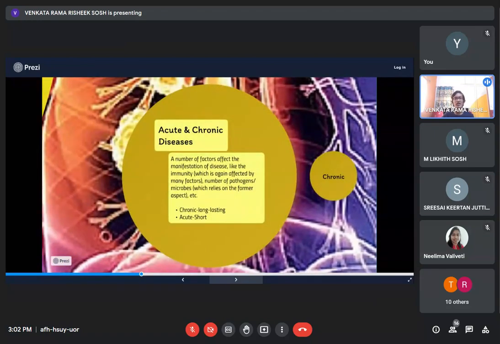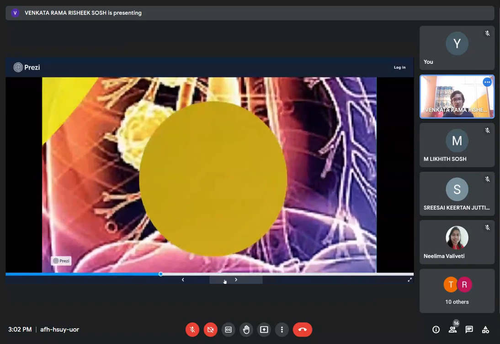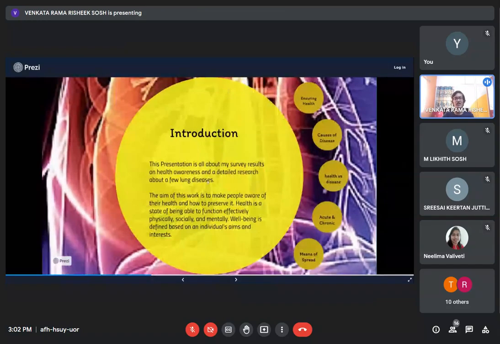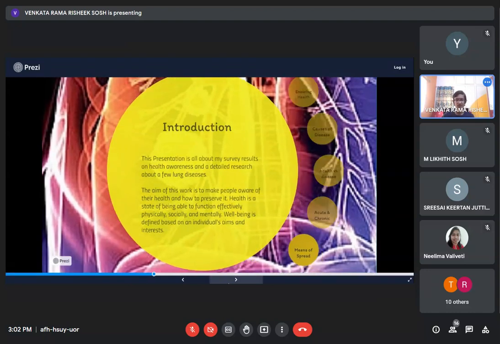So another two chronic diseases which were temporary, which I had, were bronchitis and asthma when I was young. So there are five different means of spread. They are through rabid animals and pets such as dogs and bats, physical contact, sexual contact, droplets, airborne diseases, and normal contact. So these are the basic types of spread of disease.